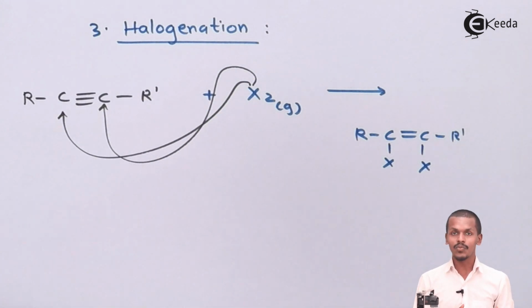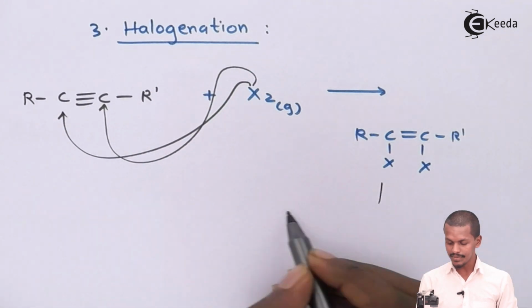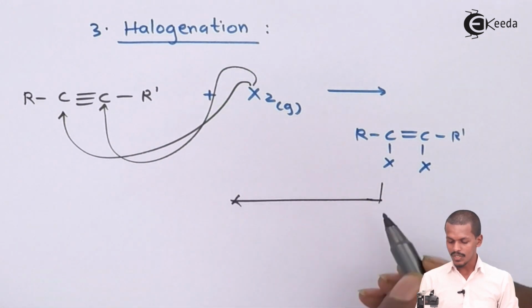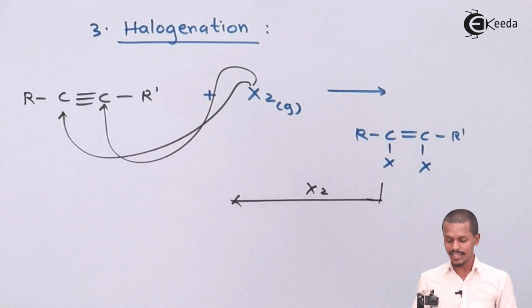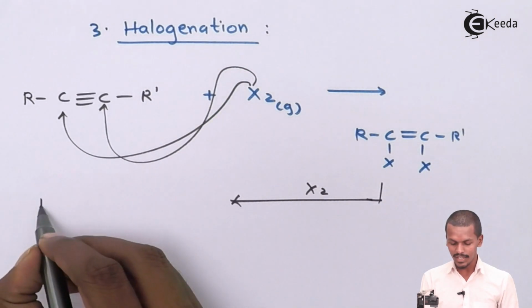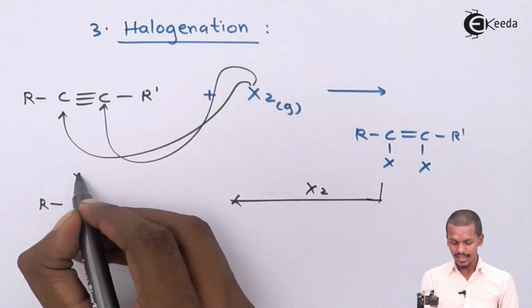But again the process can take place. Suppose another X2 reacts, or another halogenation process occurs in this case. Then we could get a product like RCX.